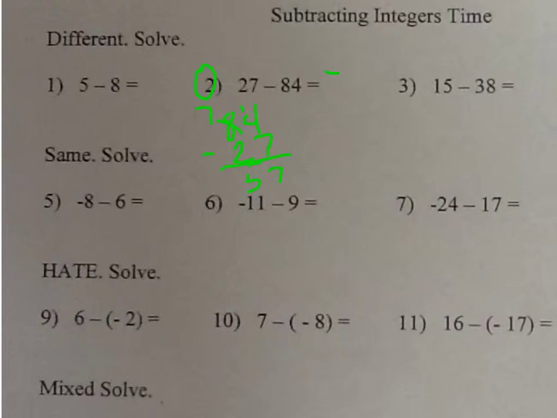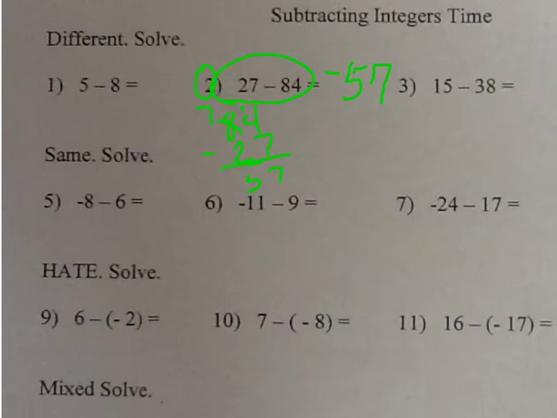and I get 57. The reason I know it's negative is because, like we talked about, if I'm taking 84 from 27 and use the visual of a number line, I'm moving so far left on a number line with the 84 that it's going to put me in the negatives.